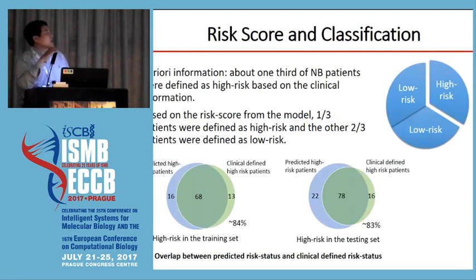Based on this model, we can predict the training set. Among them, 1/3 of the patients can be defined as high risk, which is consistent with the previous clinical data set. For the test data, we apply this risk score model, and we also find that 1/3 of the patients are high risk. The accuracy is around 83% for the test set, which is really consistent with the training set.